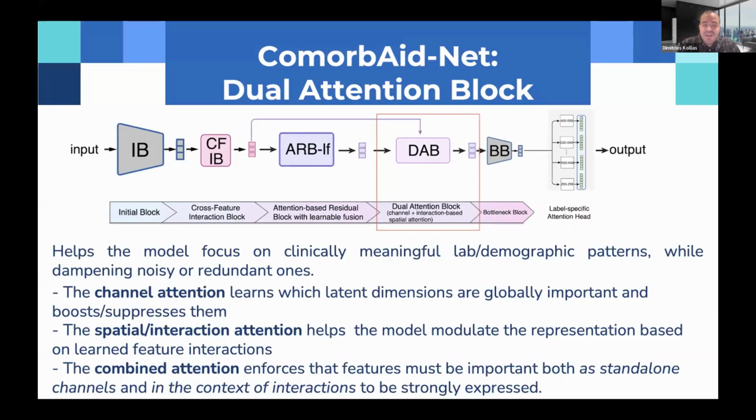So this consists of channel attention, as I mentioned before, that learns which of the latent dimensions are globally important and boosts or suppresses them accordingly. Then we have also the spatial interaction attention, whose aim is to help the model to modulate the representation based on the learned feature interactions. And the last one is the combined attention, which enforces that the features must be important both as standalone channels, but also in the context of the interactions that are strongly expressed.